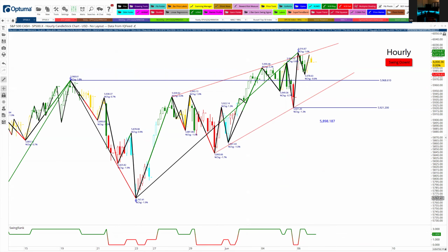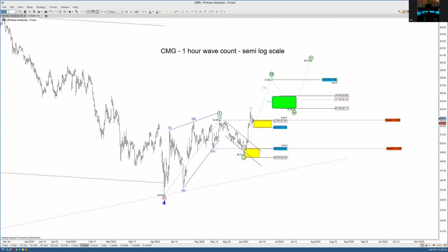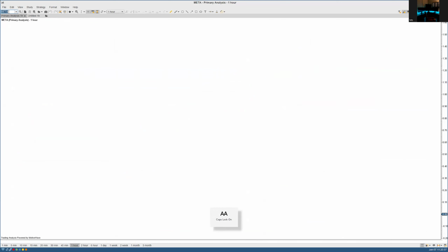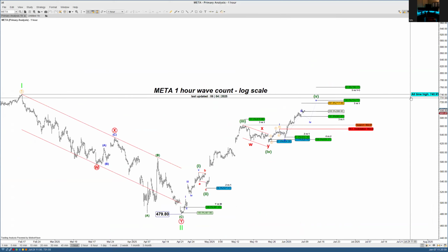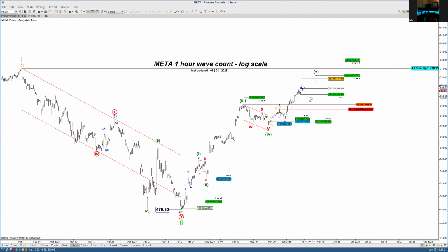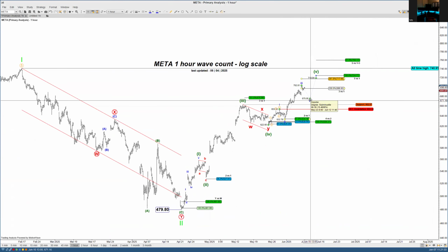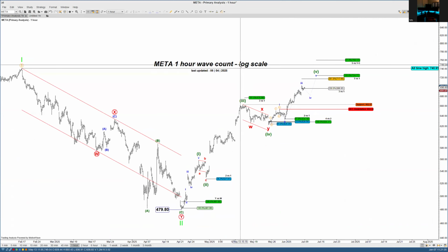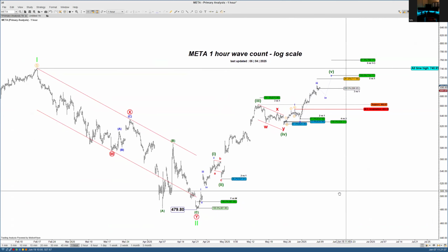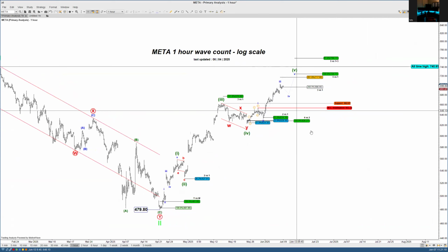Meta. Now you're going to make me do Elliott wave. Looks good. Okay, let's do this.